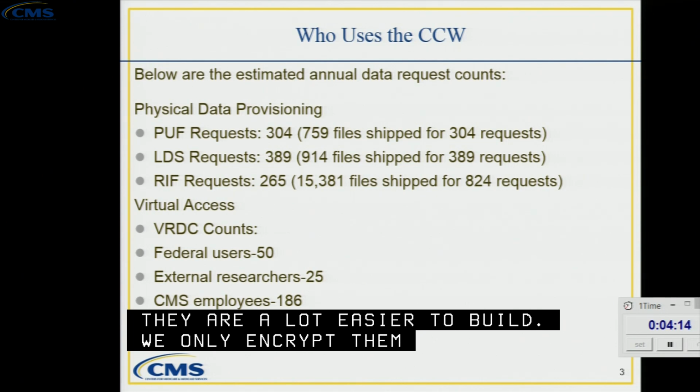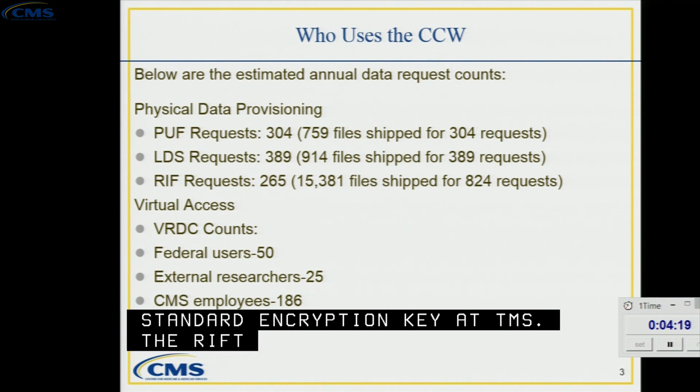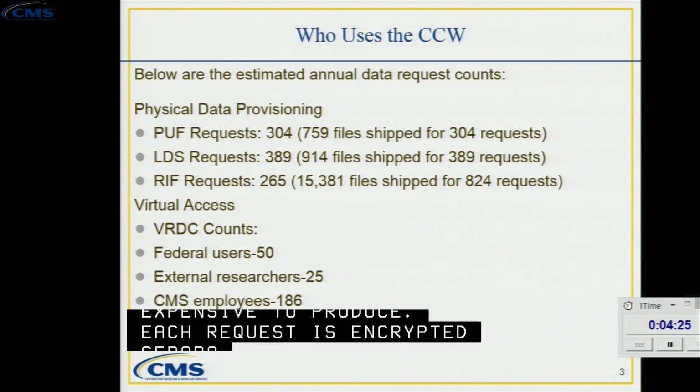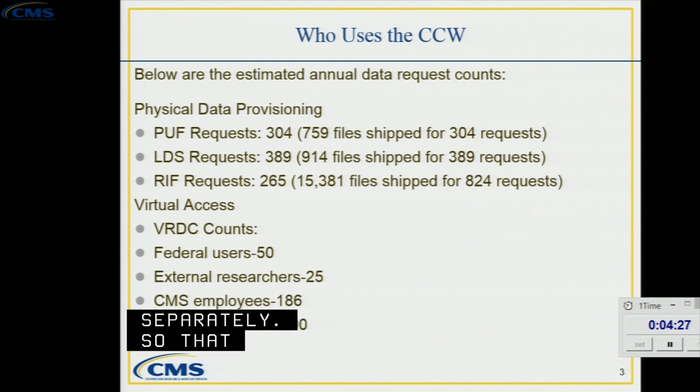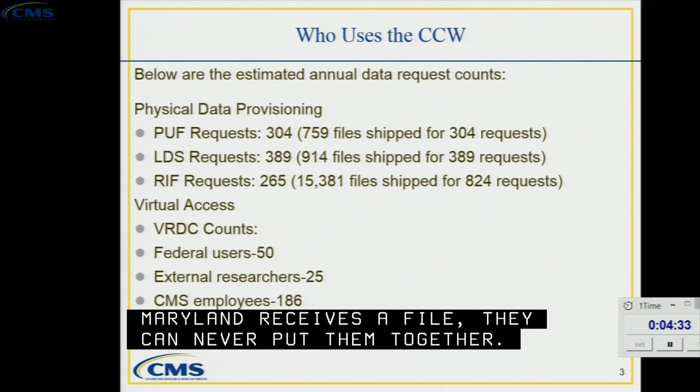The RIF requests are much more expensive to produce. Even though we have a universal identifier in our system, each request is encrypted separately. So that if Harvard receives a file and University of Maryland receives a file, they can never put them together. Their identifiers are going to be different. So it takes longer, and there's more quality control and things like that.